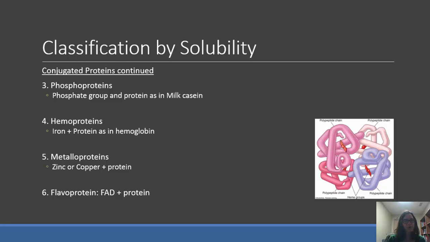Okay, next we have our phosphoproteins, where the protein is joined with a phosphate group, and this is present in milk casein. We have our hemoproteins, such as hemoglobin, where iron is bound to the protein, and that's shown in this picture here, where we have our 4 peptide chains and our heme groups that are bound within the protein chains. We have our metalloproteins, which is a protein that's joined with a metal, such as copper or zinc. And we have our flavoproteins, which have the FAD molecule joined with protein.